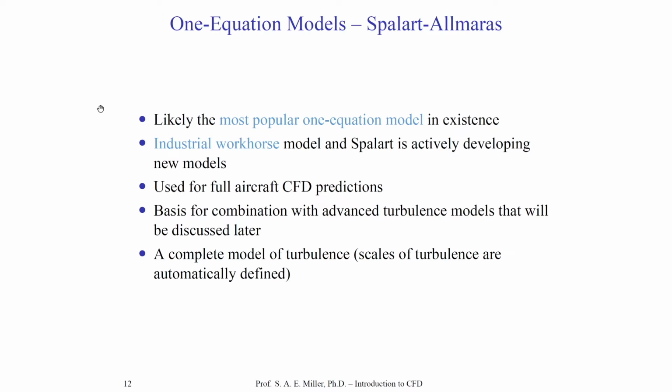It is likely the most popular one-equation model in existence, and for that reason, we'll be trying it out in our classes. It is indeed an industrial workhorse that is widely used for RANS closures in industry, and Spalart, of course, is actively developing the model. It is used today for full aircraft safety prediction, so it scales really well. It's an excellent model for those types of large-scale, complicated turbulent flows. It is the basis for a combination of advanced turbulent models that will be discussed later. It's also considered a complete model of turbulence because all the scales of turbulence are automatically defined, that they're not specified necessarily in advance.